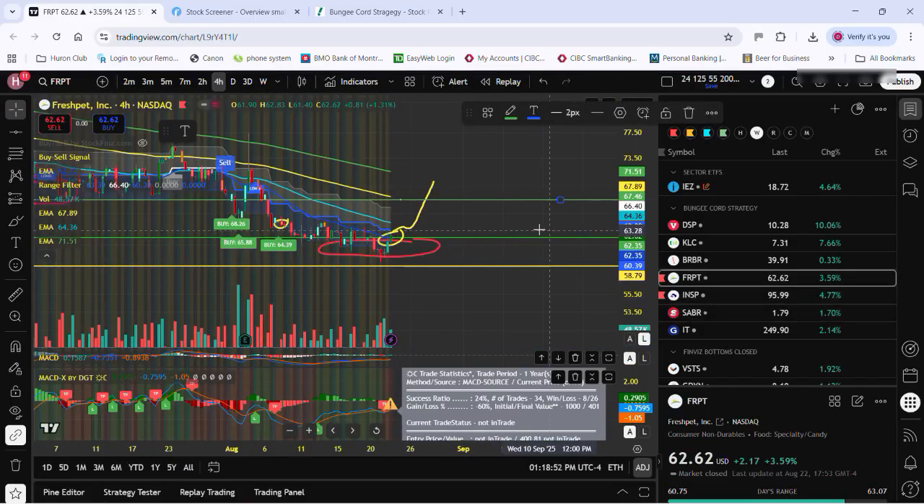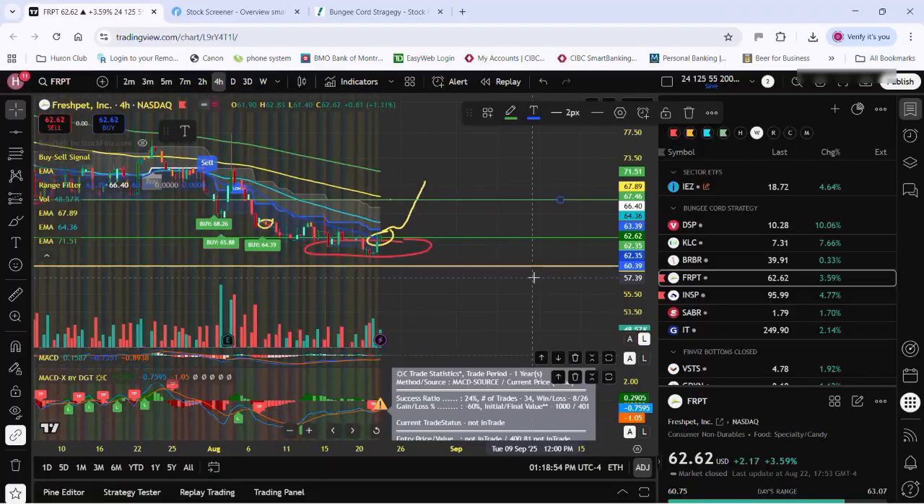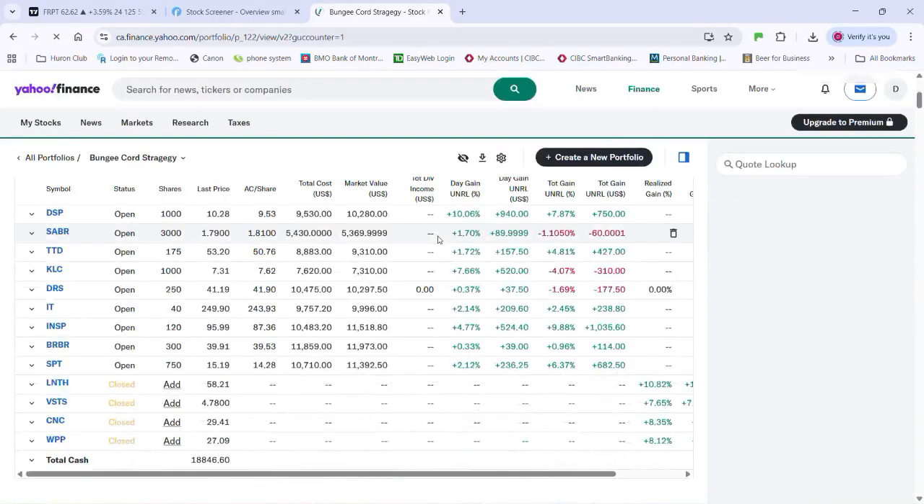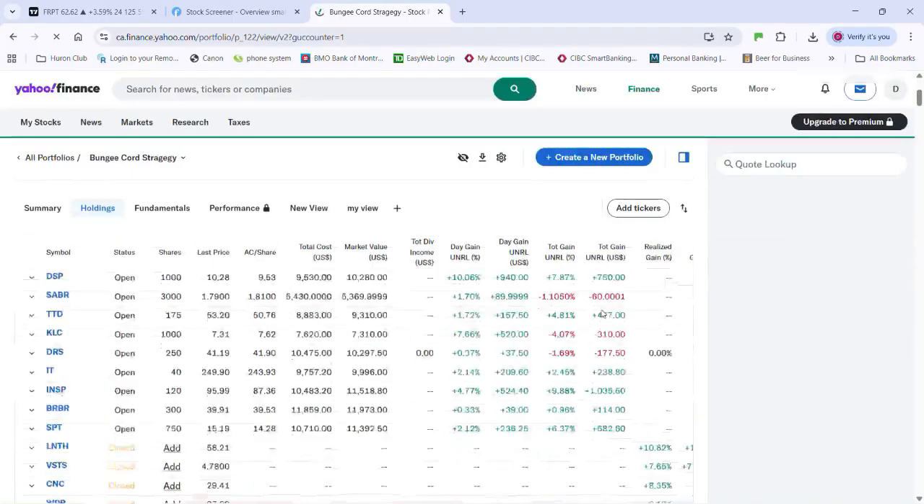So once we've identified all our trades, we're going to go over to Yahoo Finance, and we're going to input those into our portfolio. And you can see these are really easy. You just create a new portfolio. It walks you through it. It's super simple, and it gives you all the feedback you need on your returns.